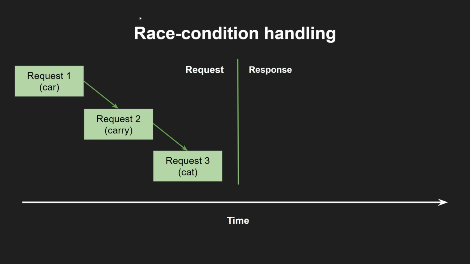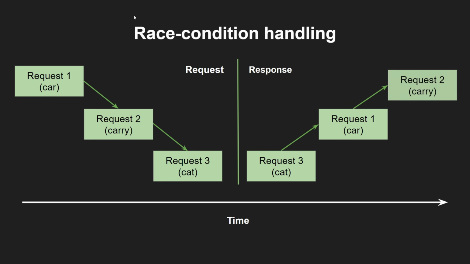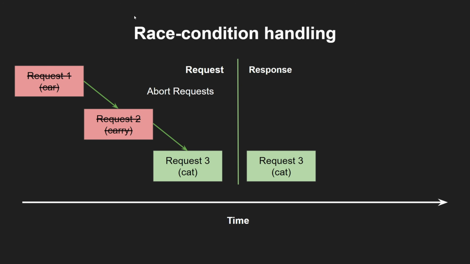So we can just imagine what happens here. First we can receive the third request, then we receive the first request, and then the second. So the user will not expect to see the results of the Carrie request. This is called race condition in Typeahead. And the way we can resolve that is, ideally, we want to cancel request 1 and request 2 if request 3 was made. This is done through the abort controller functionality.